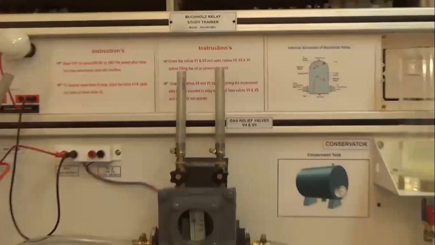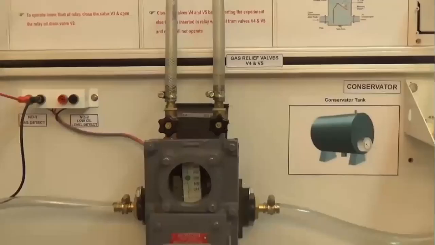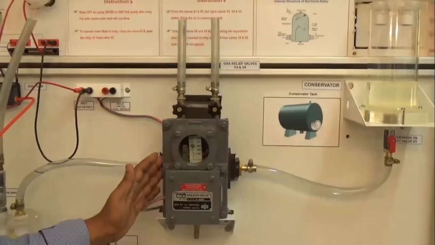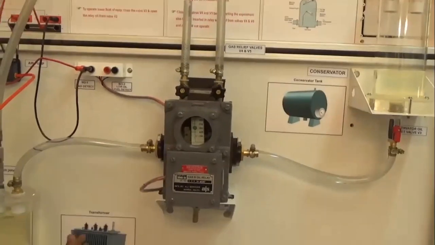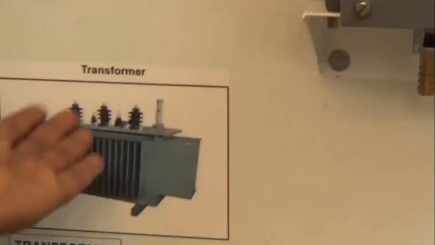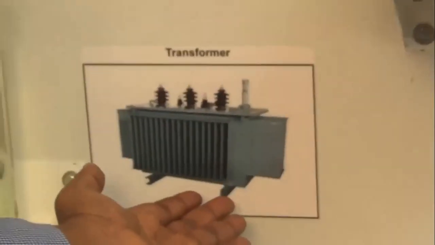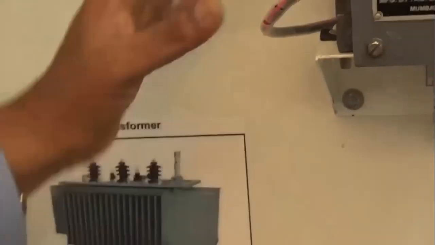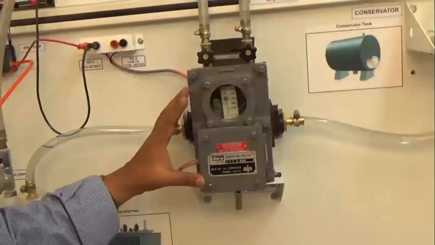Now this is the heart of the trainer kit, the Buchholz relay trainer. This is the heart. We can find this relay near a transformer substation. Transformer diagram we have given here. This transformer we can find in a substation, correct? And this relay you can also find near that.